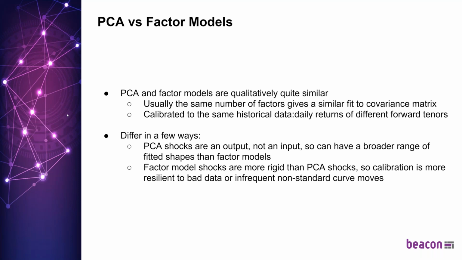In PCA, the shape of the shocks is an output, whereas for factor models, it's an input, like maybe an exponentially decaying shock. What that means is that PCA is more flexible in terms of the kinds of shocks that it can represent. It can match more complex shaped shocks than factor models can. But that's a double-edged sword. The flexibility of PCA means that it can be more sensitive to things like bad data points in your historical data set, or maybe big one-day moves in the historical data set that aren't representative of standard future market moves. That said, it's a really useful tool for generating scenarios. So let's take a look at that.